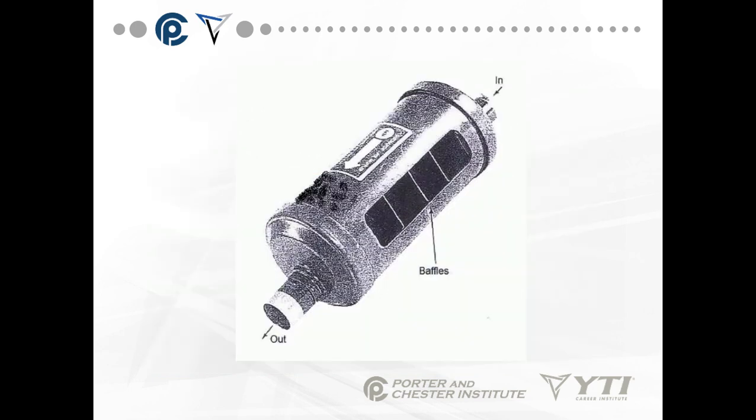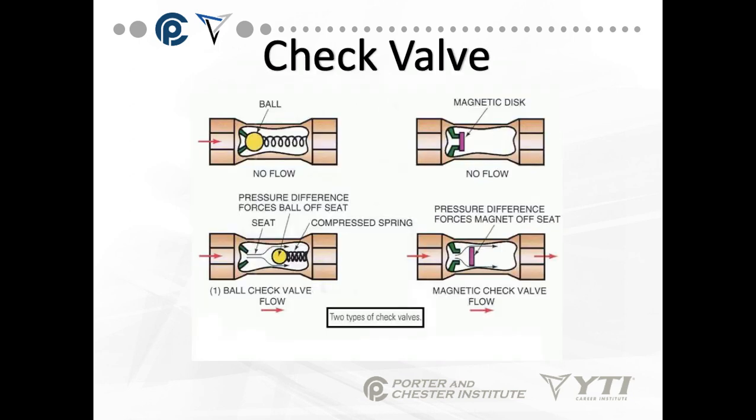Okay, you have in and out when you have baffles in there that act as a muffler. We sometimes put check valves into systems. It allows one-way flow of refrigerant or oil. All it does is make sure we don't have reverse operation. The pressure differential pushes a valve or a bearing open and prevents backwards operation or backwards flow of refrigerant.